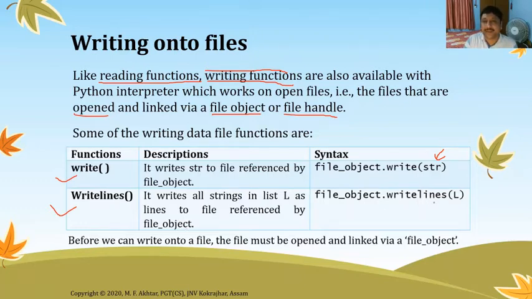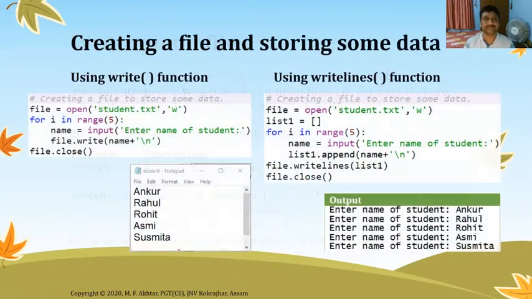If we have a list data type and we want to save that list in a file, then we have to use the writelines function. Here we have to provide the list using the file object. Again, you must notice that before we can write onto files, the file must be opened and linked via a file object. It must be opened to do write.